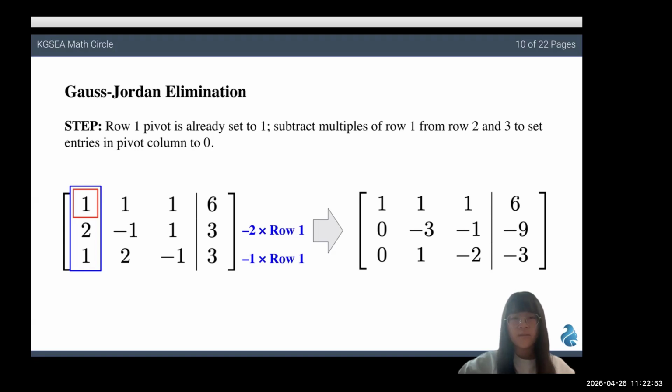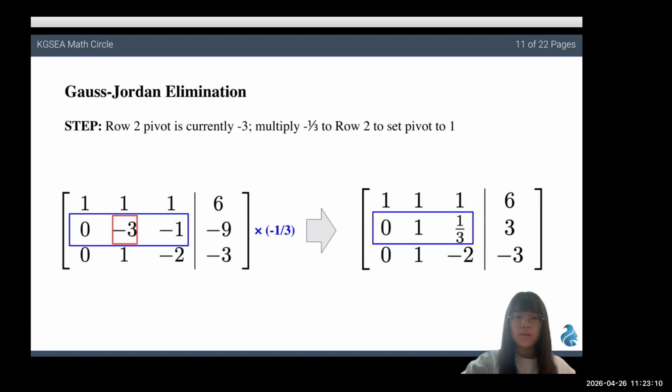To ensure that all other entries of column 1 are set to 0, we eliminate the first column by subtracting multiples of row 1 from rows 2 and 3. From row 2, we take away 2 times row 1. From row 3, we take away row 1. This gives us this matrix on the right.